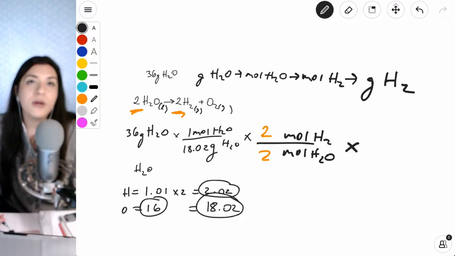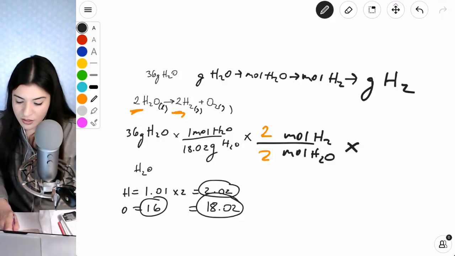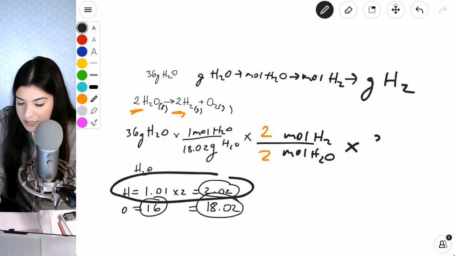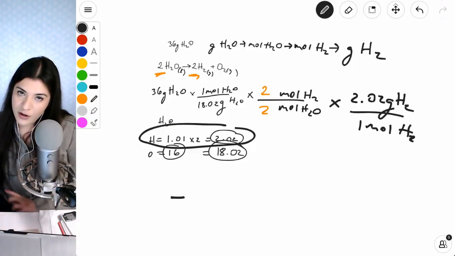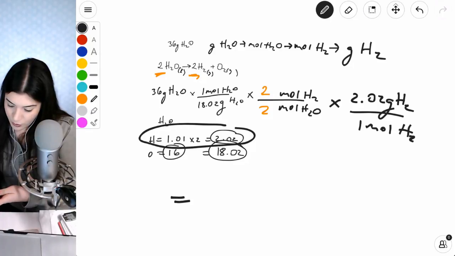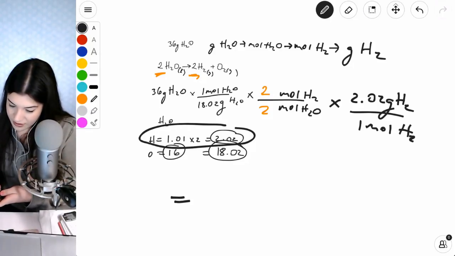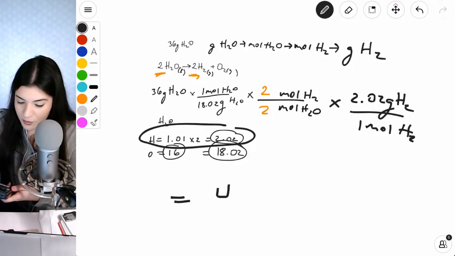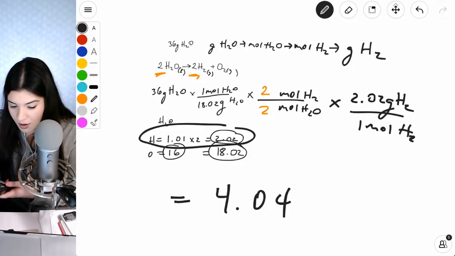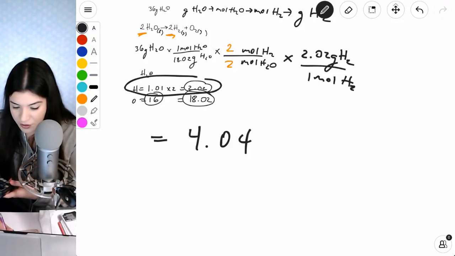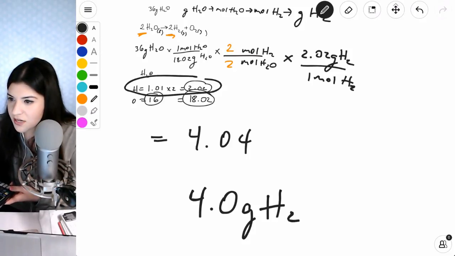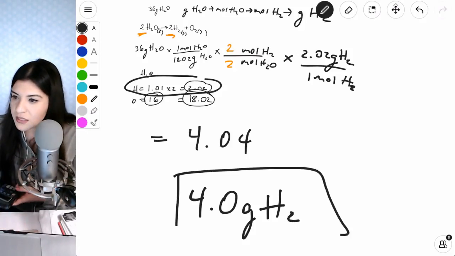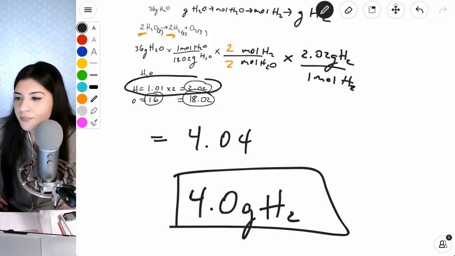And lastly, we need the molar mass of H2, which is really this part. It's that 2.02 grams of H2, and then 1 mole on the bottom of H2. Okay, let's multiply this all out, and that would have been our answer. So 36 times 2.02 divided by 18.02. And then this is 4.04. And then I'm actually going to leave it as just 4.0 grams of H2, since initially they just gave us 2 sig figs. Yeah. So that would have been the answer for that one.